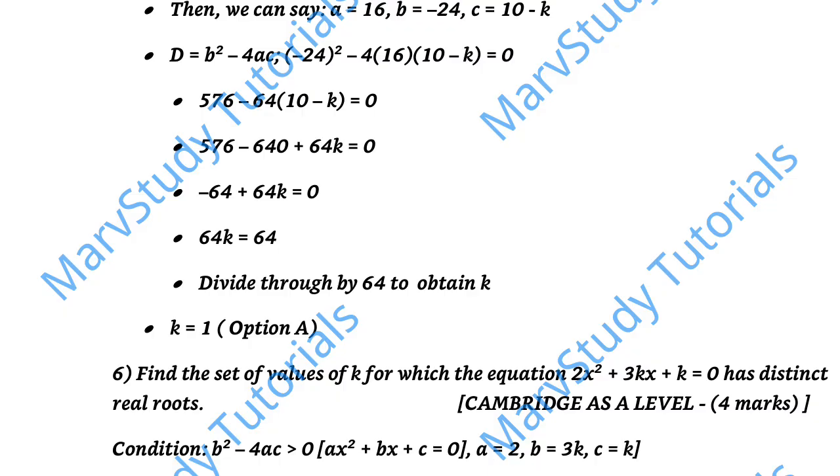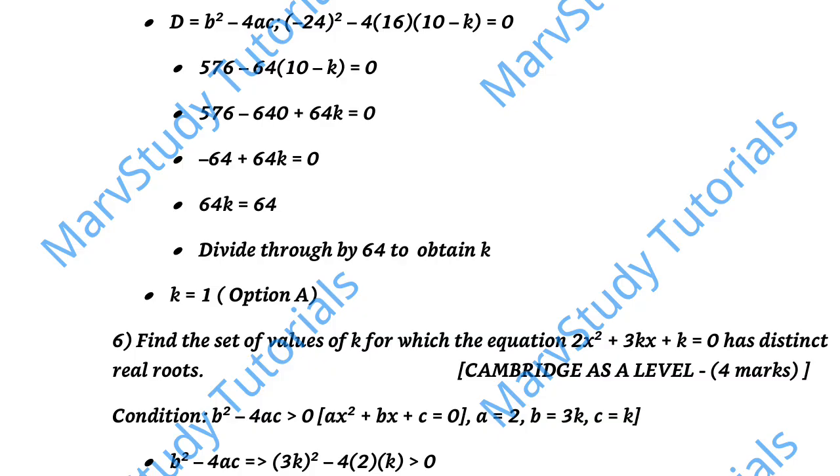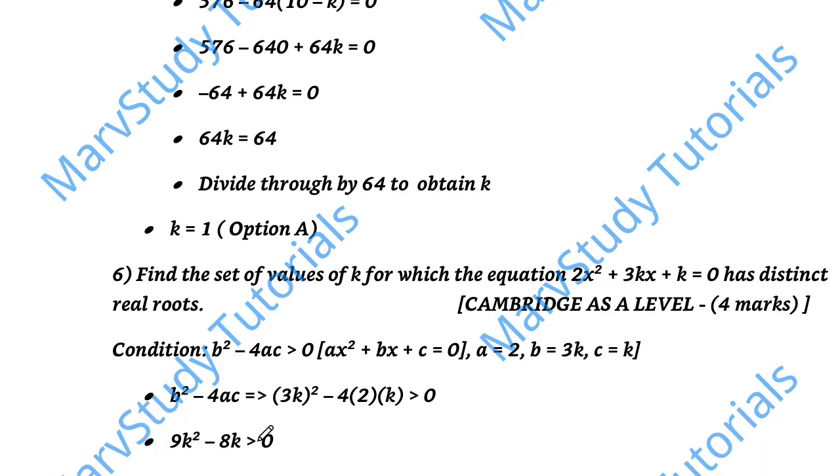And if you look at the equation on the screen, comparing with the general form, the value of a is 2 because the coefficient of x squared is 2. The value of b is 3k, the coefficient of x, and the value of c is k. So all we need to do is substitute. Then we're going to have 3k all squared minus 4 times 2 times k greater than 0. So 3k all squared, 3 squared is 9, and k times k is k squared. So we have 9k squared minus 8k greater than 0.